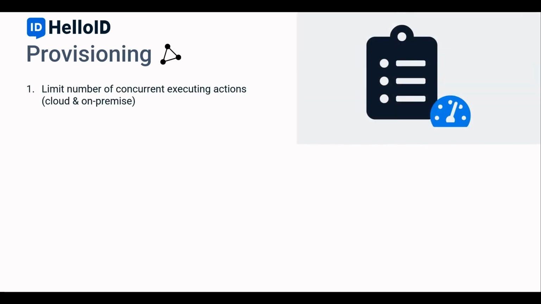We have one new item in this release: limit number of concurrent executing actions. With this new feature, we have introduced the ability to limit the number of concurrent executing actions for both the on-premise and cloud agent. Let's demo this new feature so you can see how it works in detail.